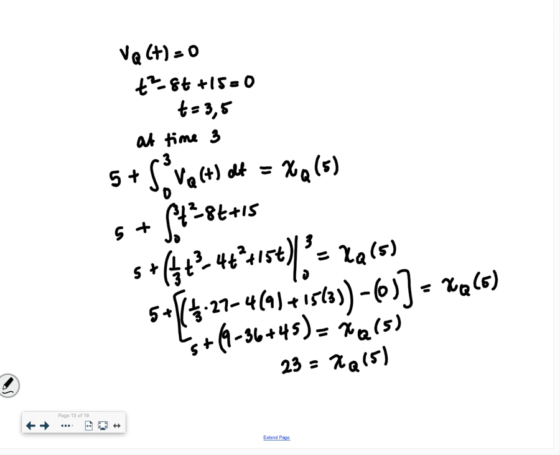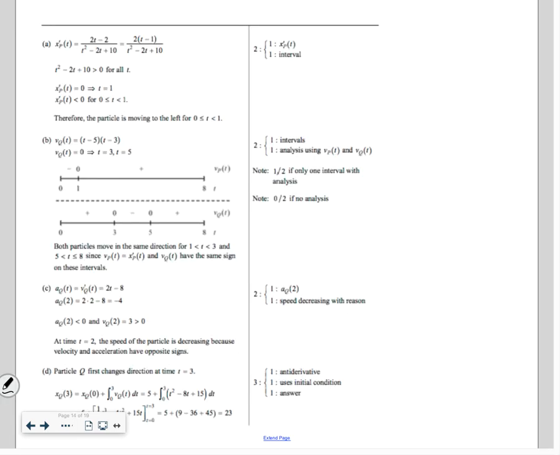All right, so let's look at our scoring for this one. So for part A, we got 2 points. So 1 point for getting our derivative, the 2 times the quantity of t minus 1 all over t squared minus 2t plus 10. So you didn't have to factor that out or anything. 1 point for having the interval, which is from 0 to 1.